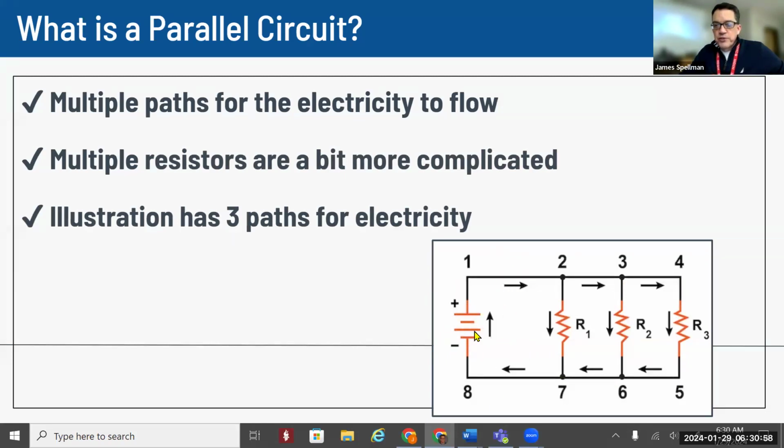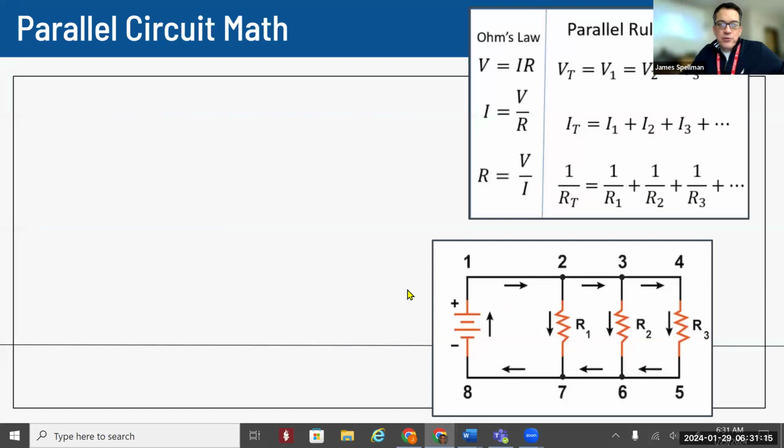So the voltage in this battery is going to stay the same, or this circuit voltage is going to stay the same. But if the resistors are different, then we're going to have different amounts of current going through each of the branches, and we're going to have a different amount of current at the parts that aren't involving the resistor. So the math looks a little more complicated.